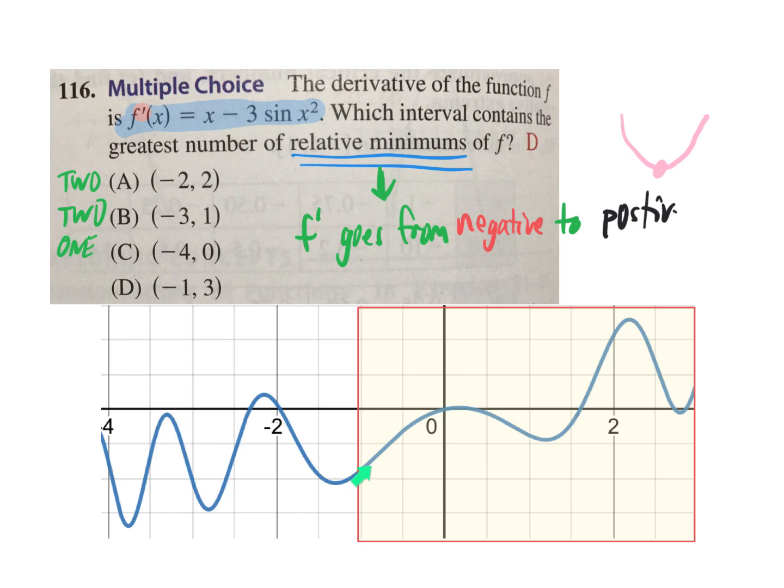Okay, we are negative, then we go to positive, so we have a relative minimum there. And then we are negative, so we go positive, so there's our second relative minimum. And then here we are negative and we go to positive, there's our third relative minimum. So the most relative minimums occurs on the interval from -1 to 3. Choice D.